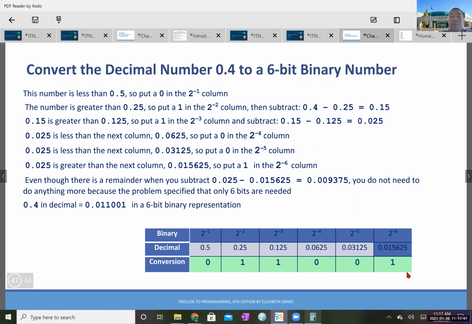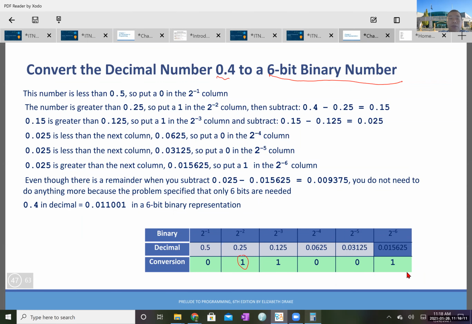Okay, so here's the example. If you want to convert 0.4 to a 6-bit binary number, right? 6-bit here. So you have to remember that you have 1, 2, 3, 4, 5, 6 here. Now we see 0.4 is less than 0.5, right? Put 0. Now move to the right. You have 0.4 greater than 0.25. That's why you put number 1 here.